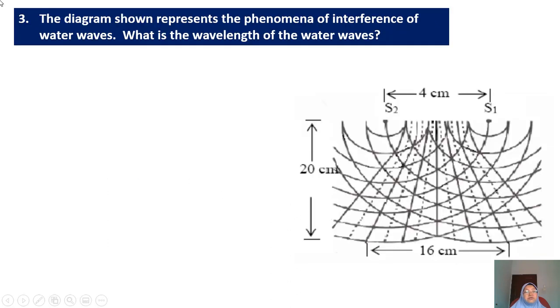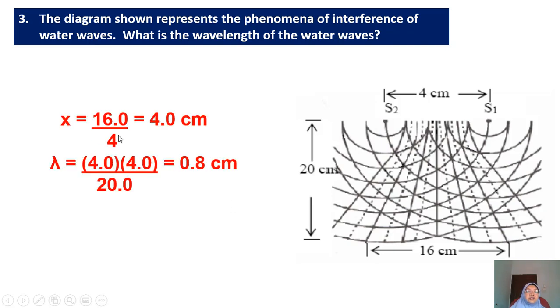Okay, now we have water waves again. What is the wavelength? What can we get from this diagram? Here 4 cm is referred to as A, this is referred to as D, and here we have 16 cm, but we have more than 1 X. So this is 1X, 2X, 3X, 4X. So X should be 16 divided by 4, which is 4 cm. So again, use the formula lambda = aX over D: 4 times 4 divided by 20 equals 0.8 cm.